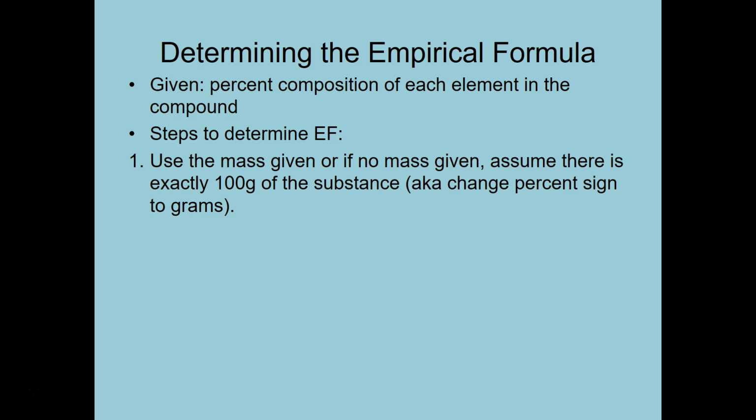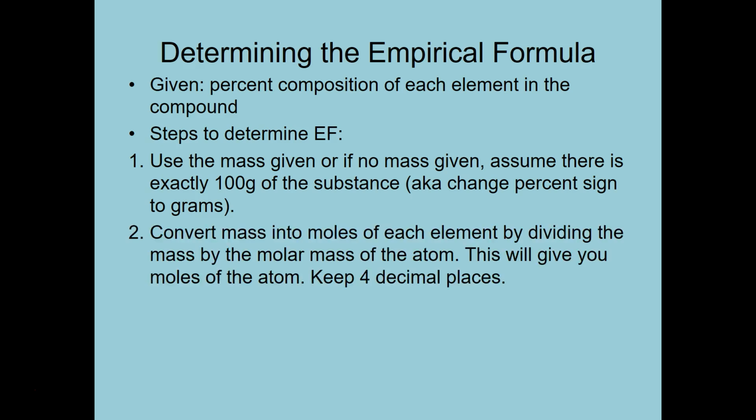So you're going to be given your percent composition. If you are told a number of grams, you're going to have to figure out what percent each of those are. If you are not given a number of grams, you just say, if I have 50%, that means that's 50 grams. Pretty straightforward. You're going to convert mass into moles, so combining what we've learned in previous videos, for each element by dividing the mass by the molar mass of the atom, and this will give you the moles of the atom. You're going to want to keep 4 decimal places.